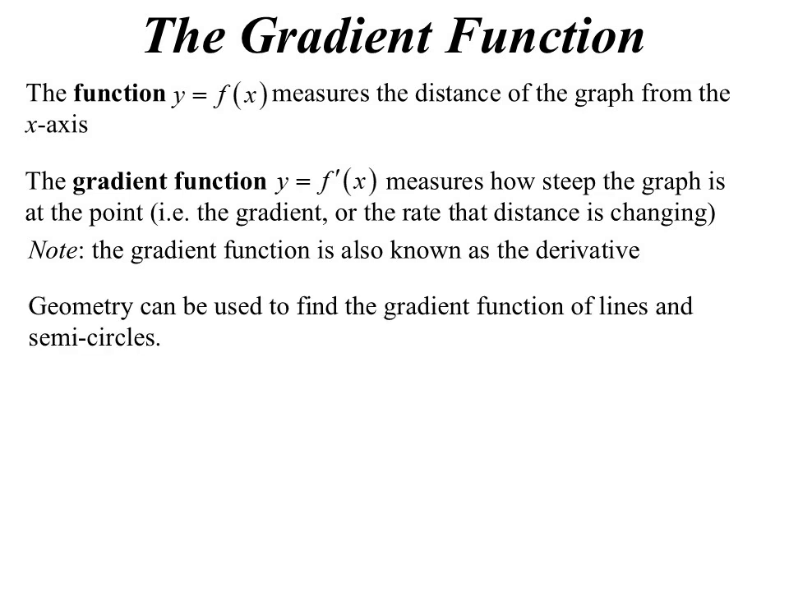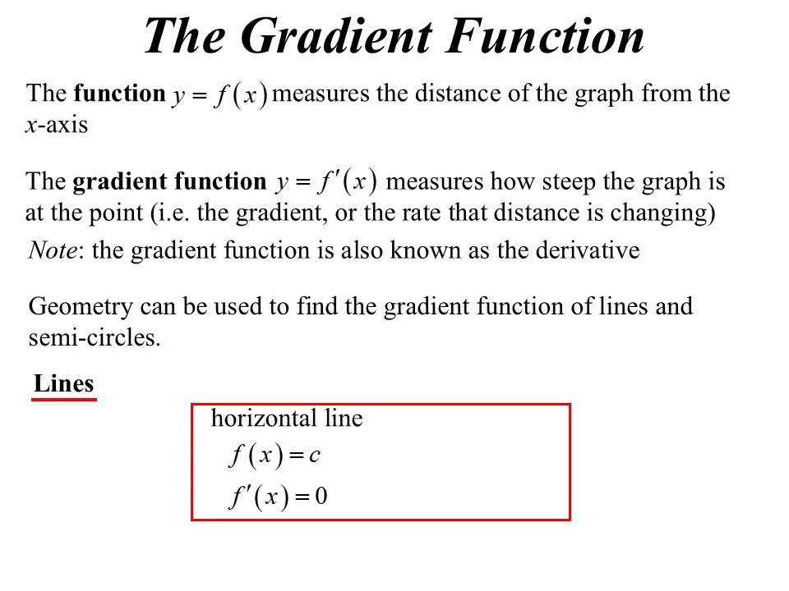To start off with, we're going to use geometry. So geometry can be used to find the gradient function of lines and semicircles. We'll start off with lines, of course, because we already know things about the slope of the line, and if this is just measuring the slope, if I have a horizontal line, that function is a constant number, well then I know the gradient function must be 0, because the slope of that line is always 0. And if I have an oblique line, we know it's going to be in the form y equals mx plus b, where m represents the slope, or the gradient. Therefore, f dash x, the gradient function, must be m, the slope. So lines are pretty straightforward.